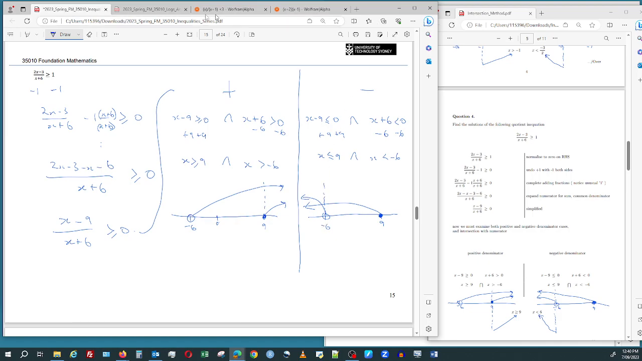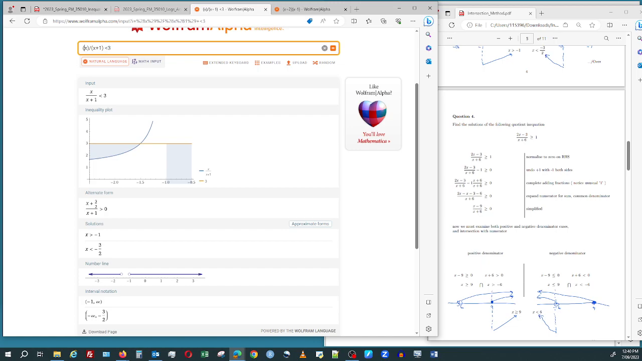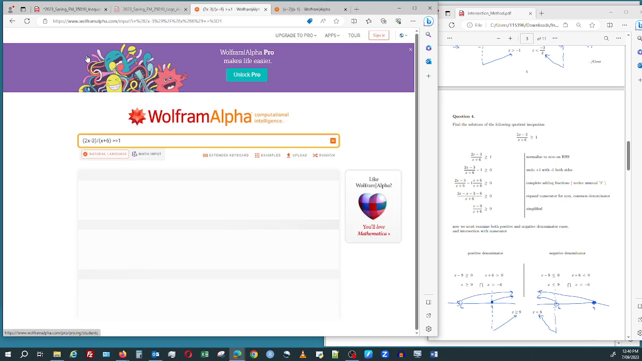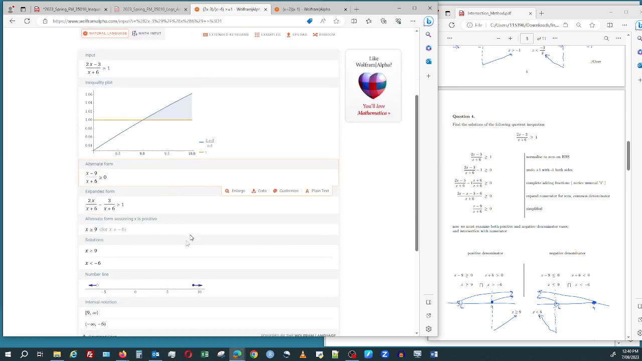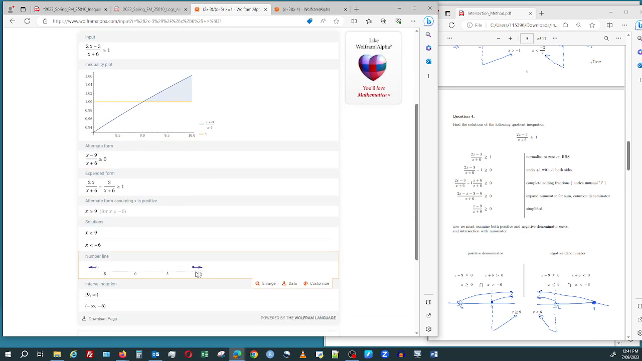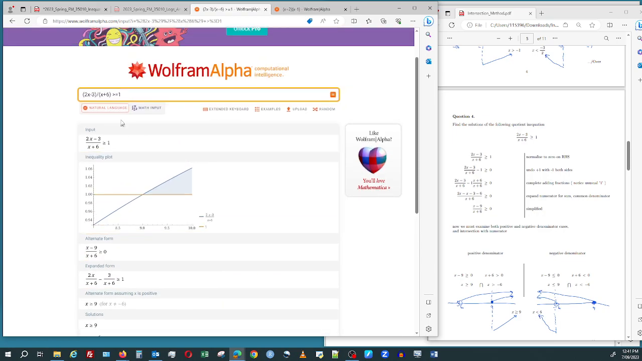And if we go ahead and put that into Wolfram again, 2x minus 3 over x plus 6 this time, and we just want it to be greater than or equal to 1. What we'll see is where it's positive. But our solutions are the same, minus 6 and greater than 9. So there are two separate sets of data. So if I get that minus 10 and plus 10, just do this between x is minus 10 and plus 10.